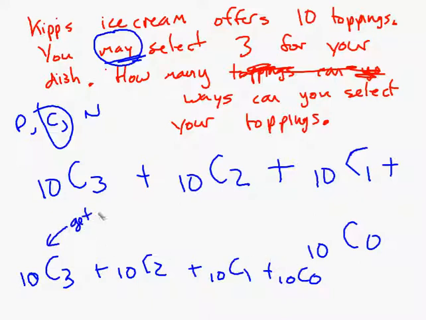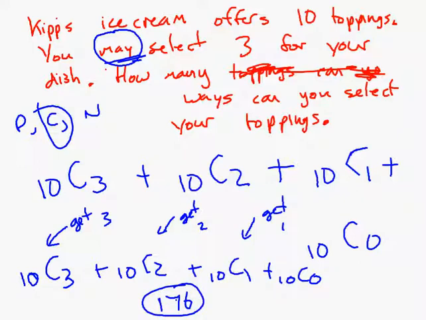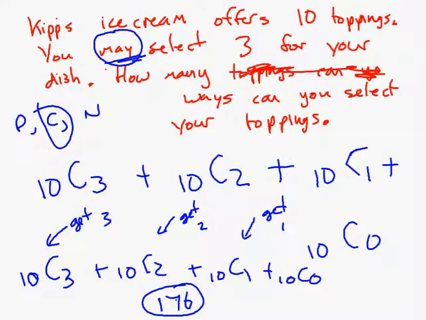I get 3, I get 2, I get 1, and you said 176? Because when order doesn't matter, we actually get a lot fewer things happen. Wait, go back. How'd you get 176 so quick? You probably put it in your calculator. 176. Okay.